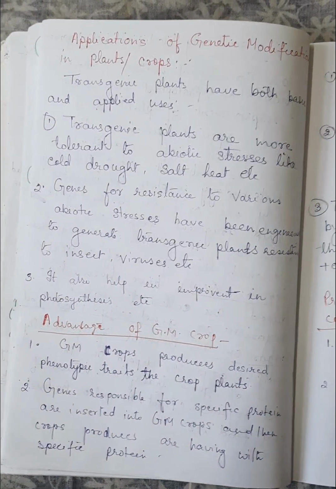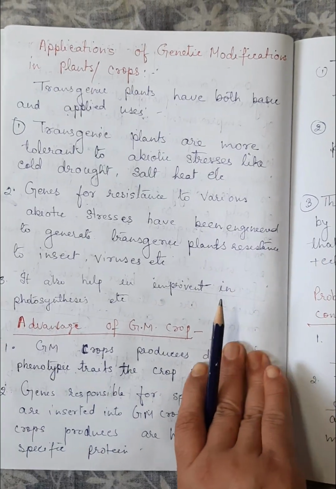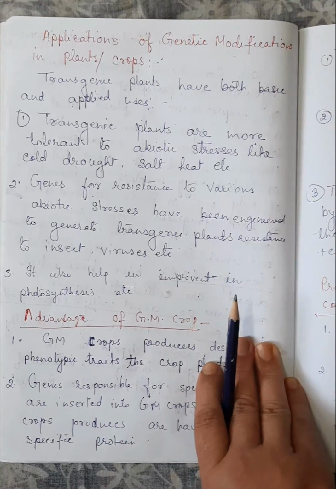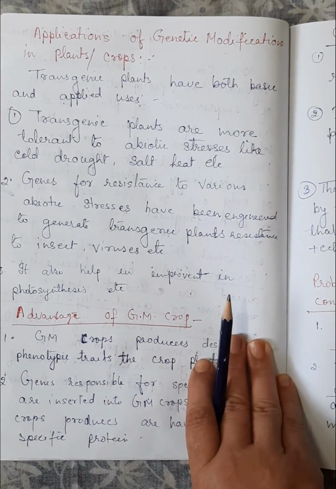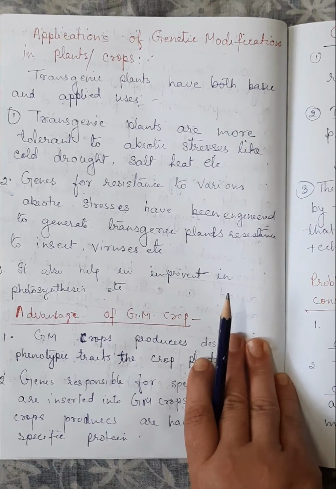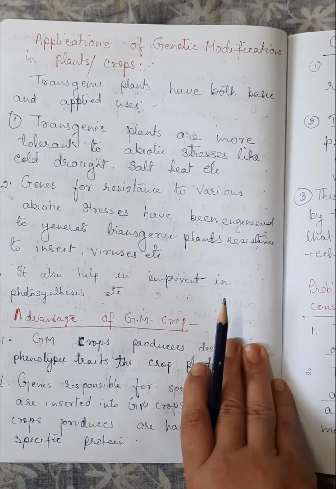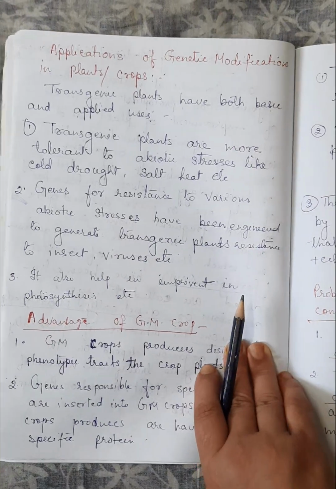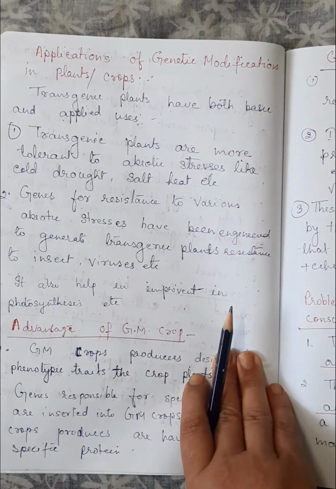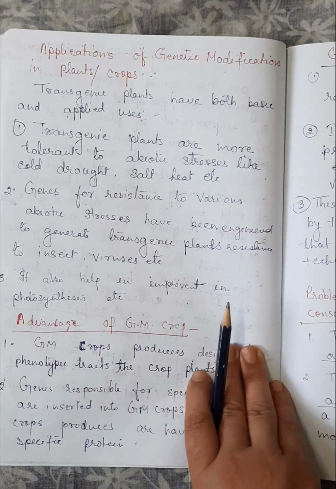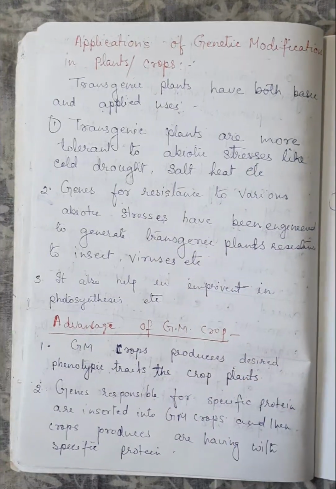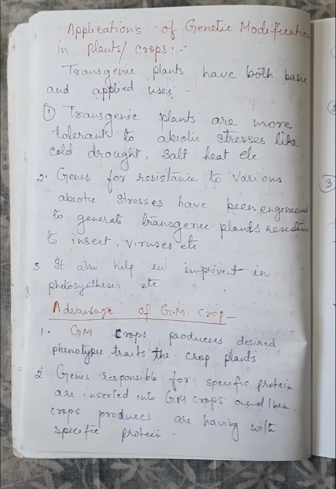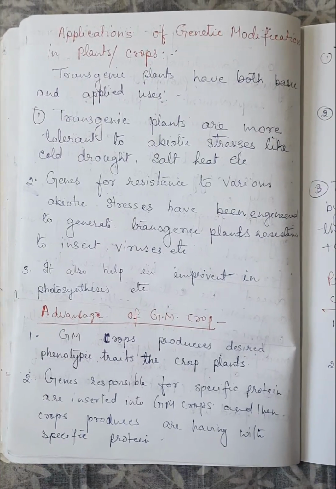Transgenic plants are more tolerant to abiotic stresses like cold, drought, salt, heat. Genes for resistance to various abiotic stresses have been engineered to generate transgenic plants. Resistance to insects, viruses, etc. It may help in improvement in photosynthesis, etc. Advantages of genetically modified crops.